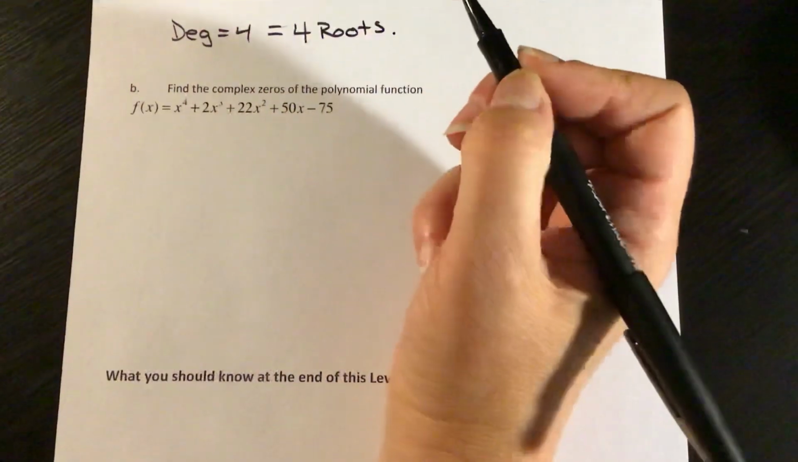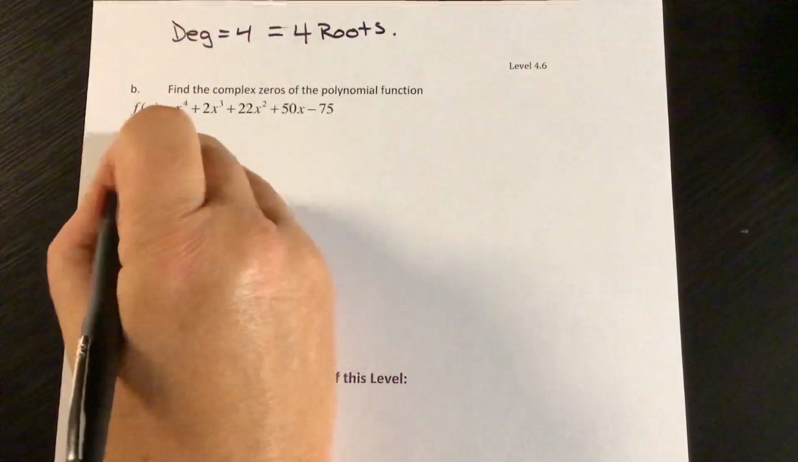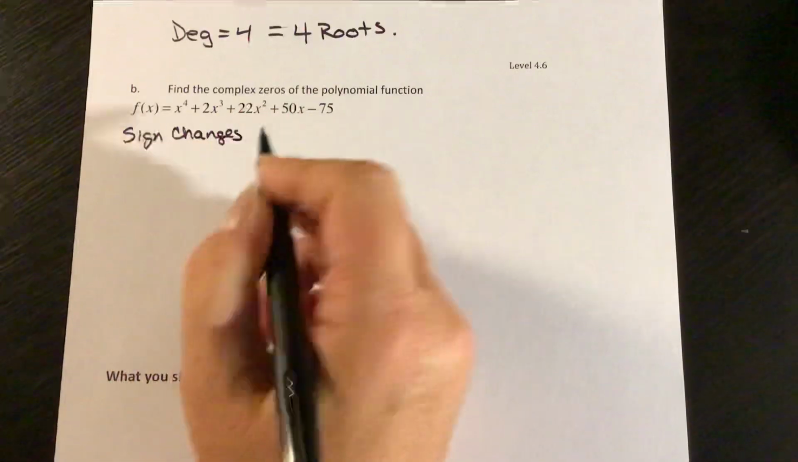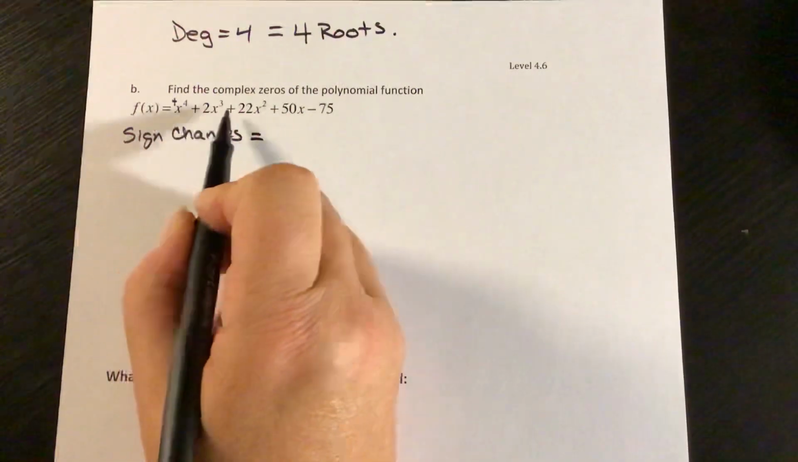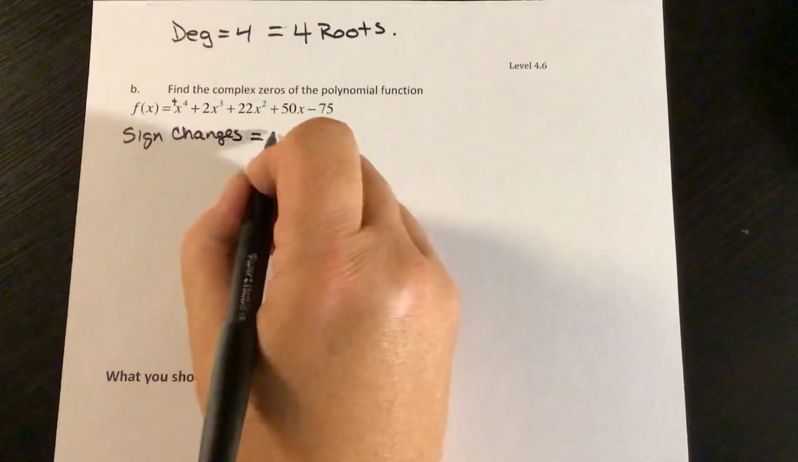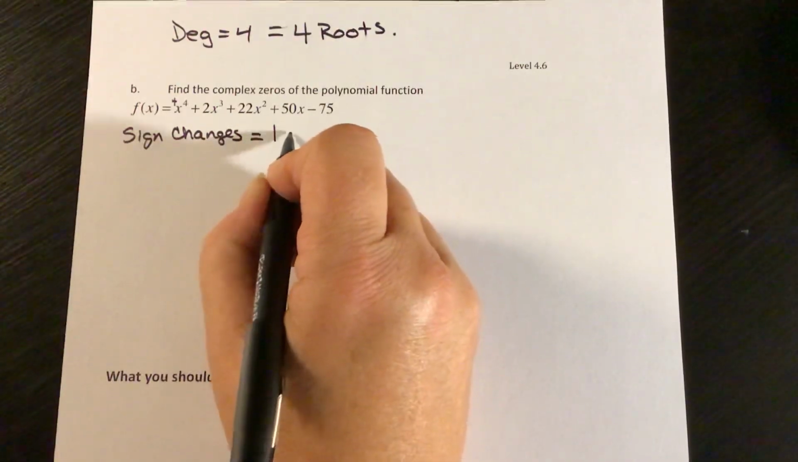All right, let's see what kind of roots I'm going to have. So I'm going to do my sign changes. And for my sign changes, I have a plus, plus, plus, plus, minus. So I have 1 sign change. So that means I'm going to have 1 positive root.